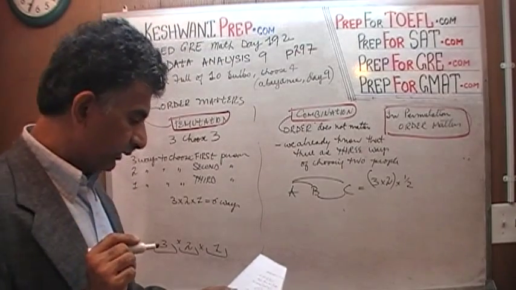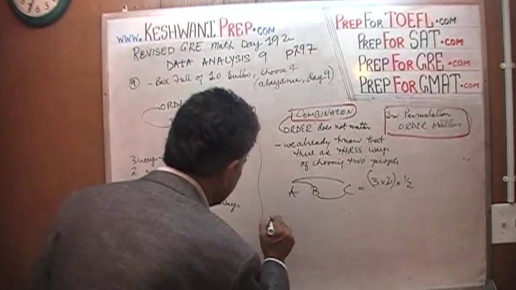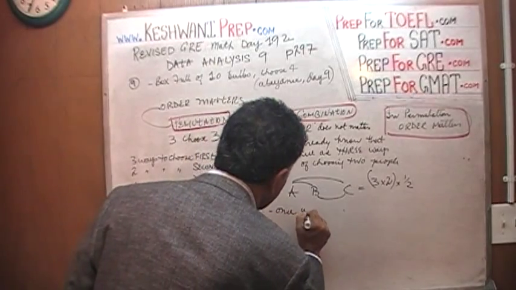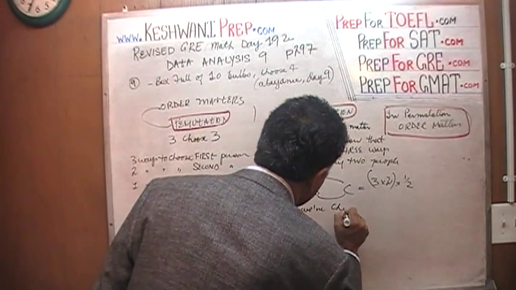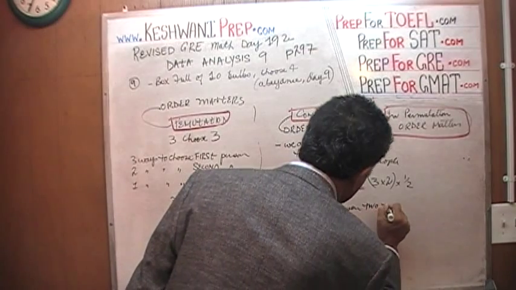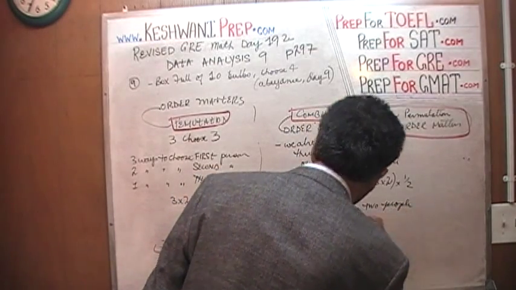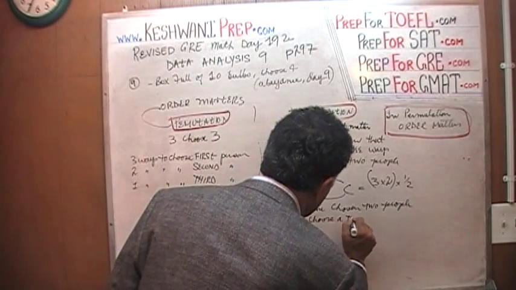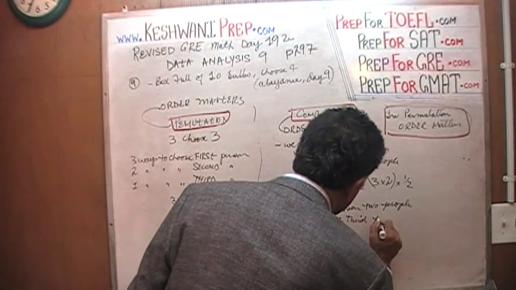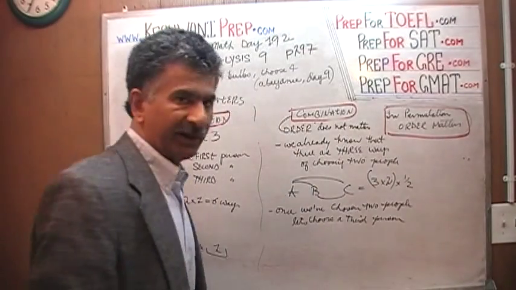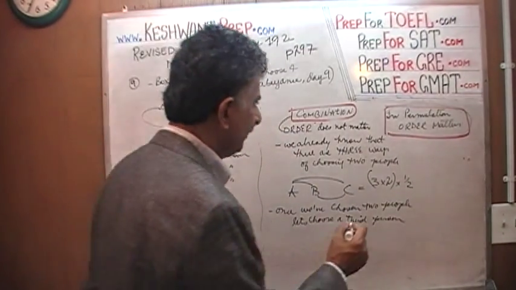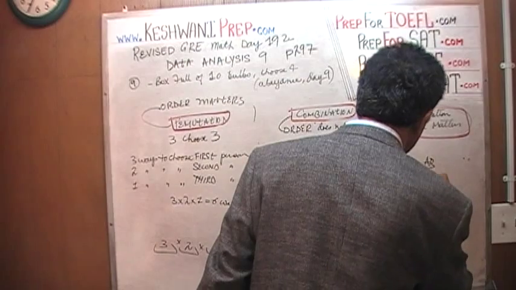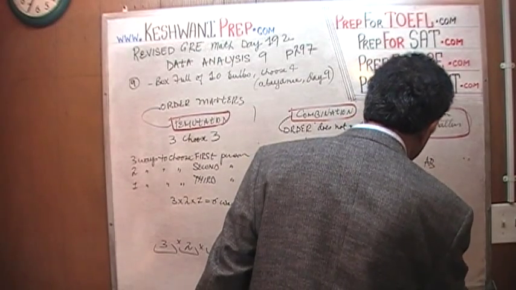Once we have chosen 2 people, let's choose the third person, and we'll see what happens. Okay? So here are the combinations. Here are the 3 combinations of picking 2 people: AB, AC, or BC.